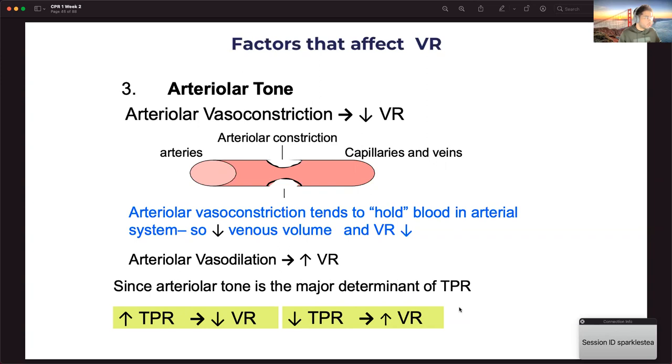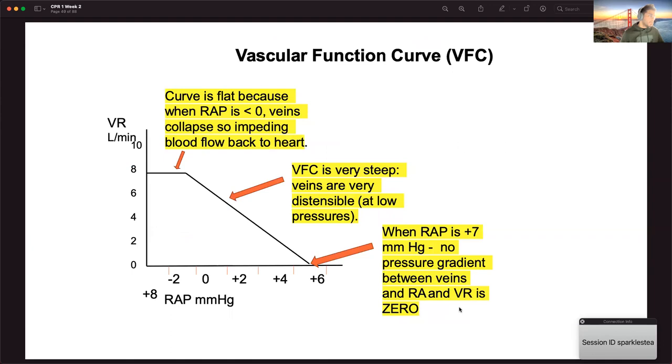Okay, this sets us up for the vascular function curve. You guys know these curves very well. I don't want to spend too much time on them, but what you do need to know is: where is the normal value for RAP? What is RAP again? The right atrial pressure. Correct. And what's the normal value? Positive two. Nice. That's the essential bit.